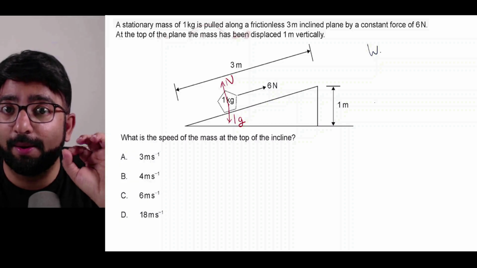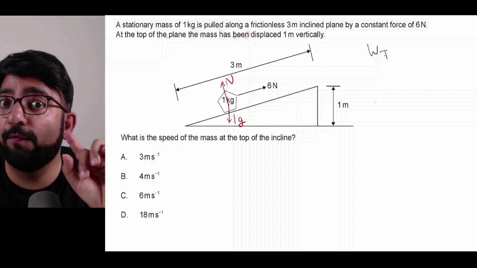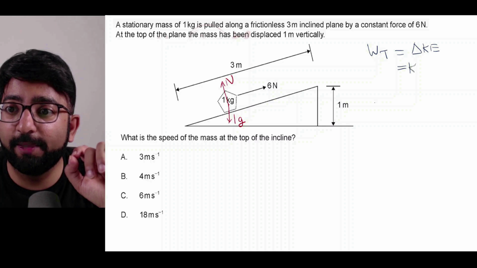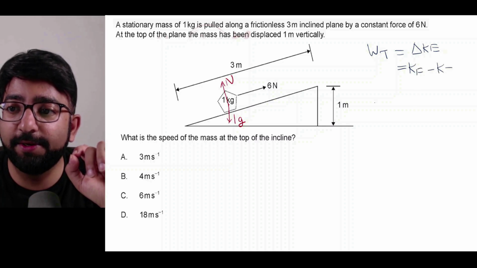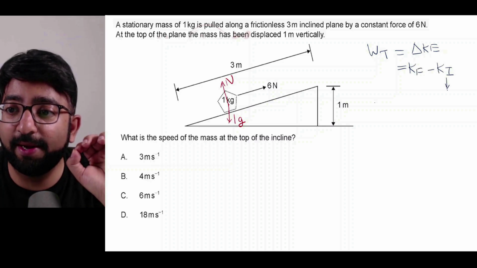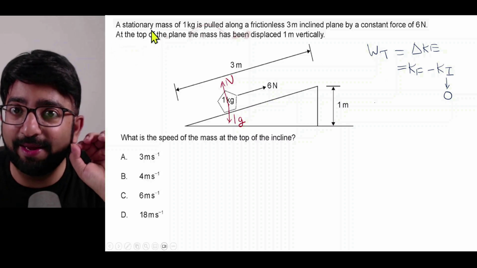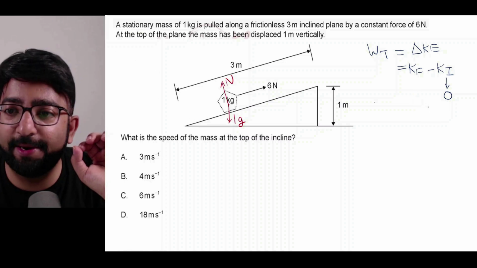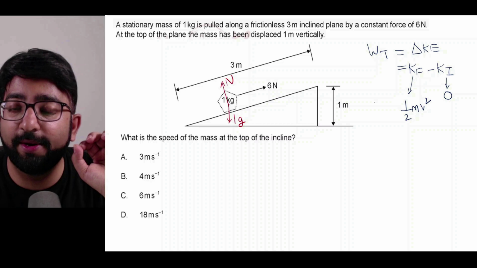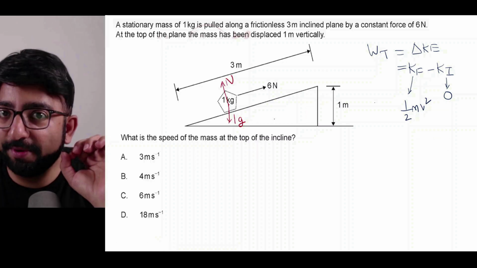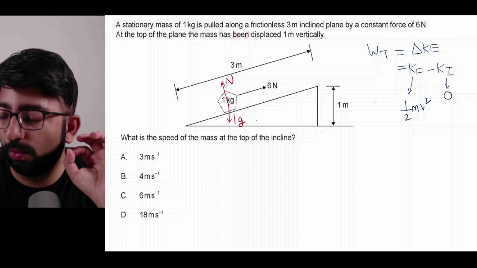Total work done by all the forces acting on the object should be equal to the change in kinetic energy. Change in kinetic energy will be final kinetic energy minus initial kinetic energy. Initial kinetic energy is zero, as they have mentioned the object was stationary at the starting point, and final kinetic energy, let's say, is half m v square, where v is the speed at the top, which we have to figure out. So now let us try to figure out the total work done.